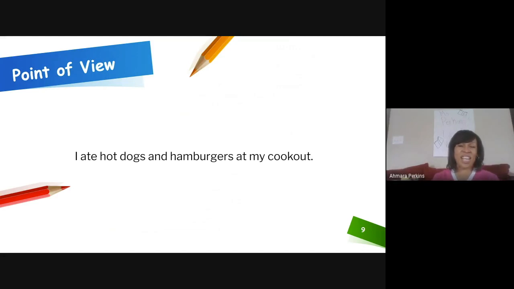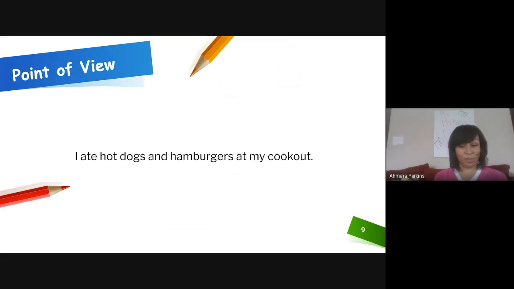Go ahead and read it. Identify those pronouns. And then think about what point of view this is written in. First person or third person? Excellent. I, am, my. You are absolutely correct. Great job. So that means that it is written in first person point of view.